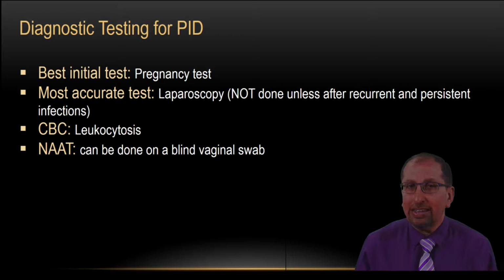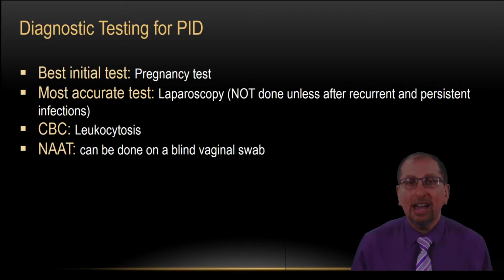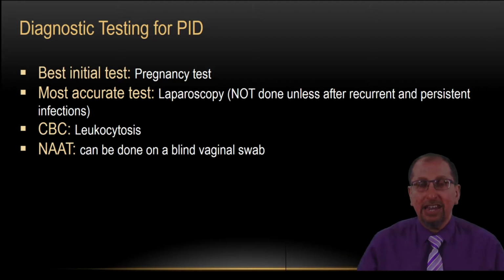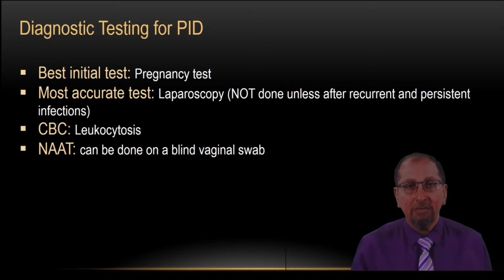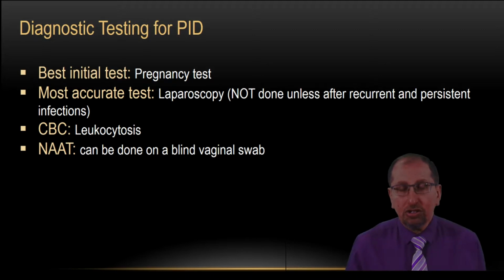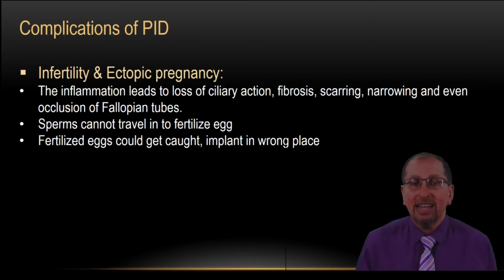But I did not say that you have to do it every time. Laparoscopy, we only do it after recurrent and persistent PID. Recurrent and persistent PID, then I have to look inside to see what's the cause of recurrence and persistent PID. White blood cell count will show leukocytosis, and the nucleic acid amplification test can be done on a blind vaginal swab.